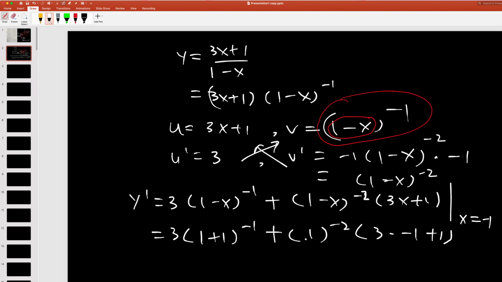By the way, 1 to the power of anything is 1. I thought it's 2. No, 1 to the power of anything is 1. Oh yeah, I know it's 1 to the power of -2, but 1 to the power of anything is 1. Oh, I'm talking about this one. Okay, so that one is 1 gone. You're right, this is 1 plus 1 is 2. So it's 3 over 2 plus this one is -2.